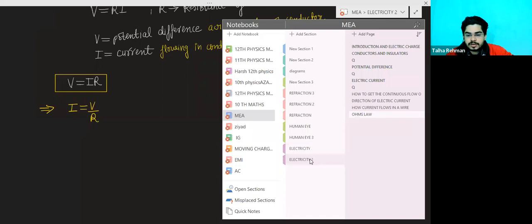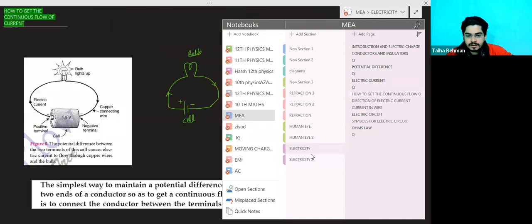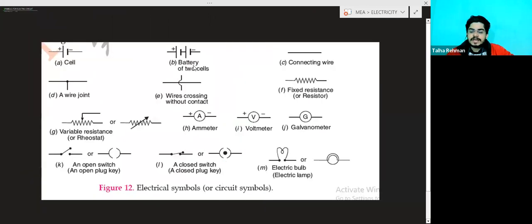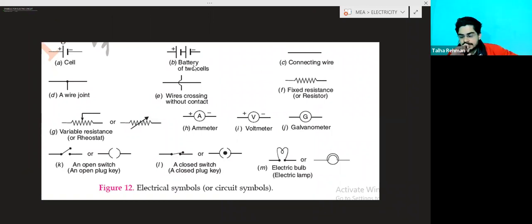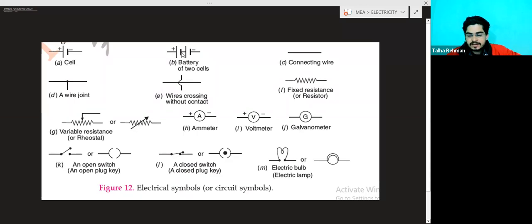So now you can see this cell, and this is the symbol of the battery. Basically, what is a battery? A battery is a combination of multiple cells. More than 1 or 2 cells you can call a battery. So the symbol of the battery is like this. This is the symbol of a connecting wire, simply a straight line. This is a wire joint. We join one wire to another, so this is the wire joint symbol.